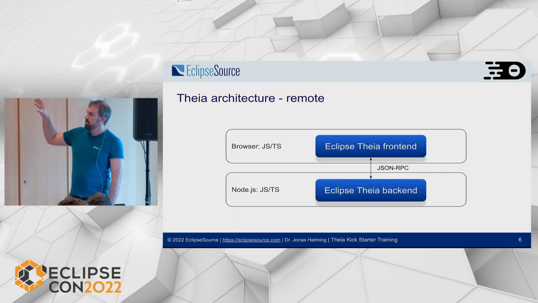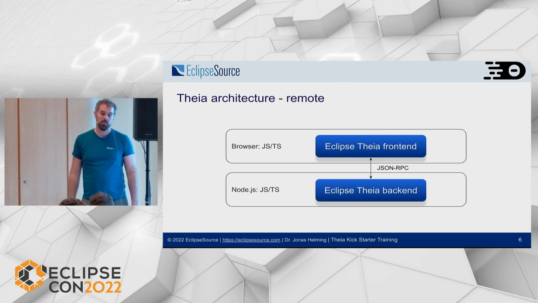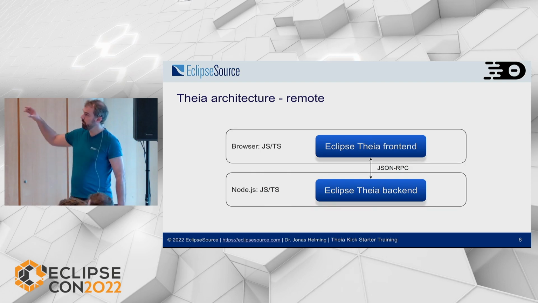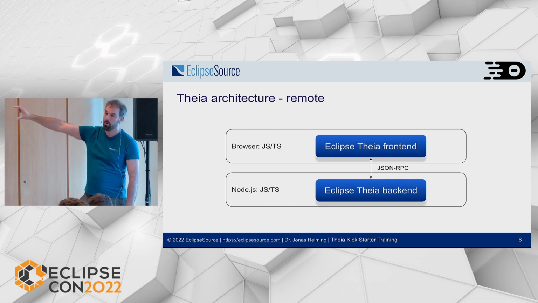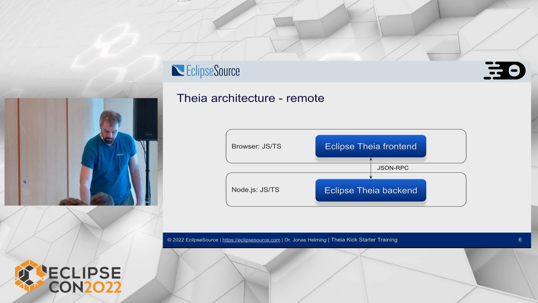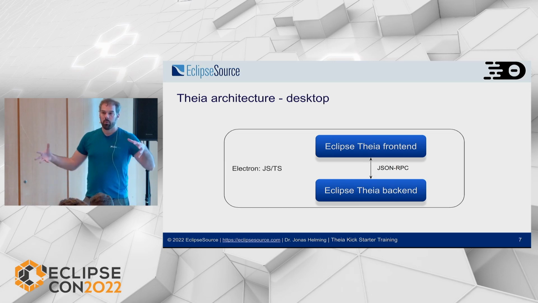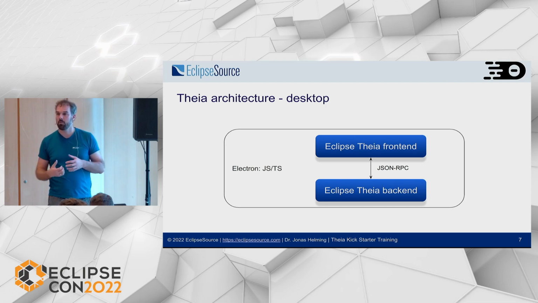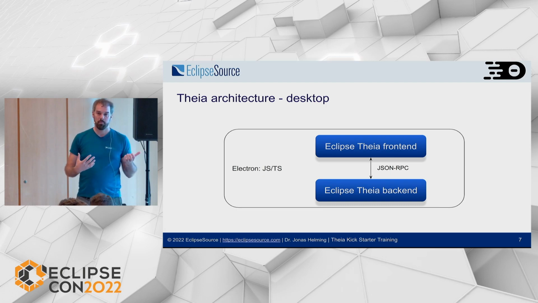Now the nice thing about this architecture is that because of the split, we actually have two deployment scenarios for a Theia-based application. One is this one: we deploy both separately and run the front end in the browser and deploy the back end somewhere in the cloud, so we have a remote application that you can access from anywhere over the internet or an internal network. But we can also bundle both together into a desktop application using Electron, which is a framework made for this purpose. And then we really have a deployable desktop application.